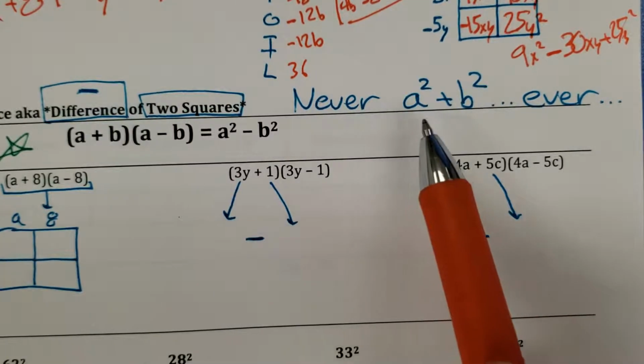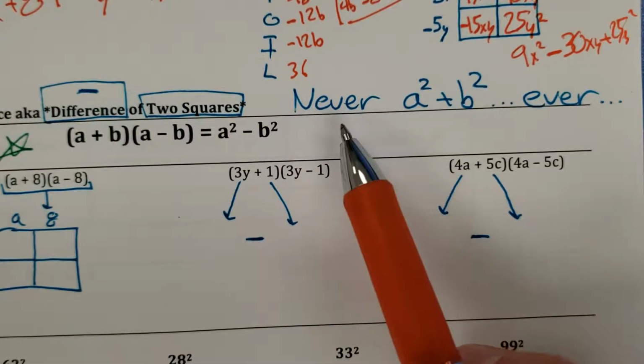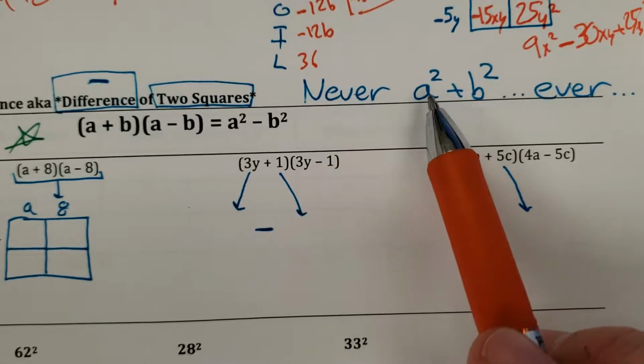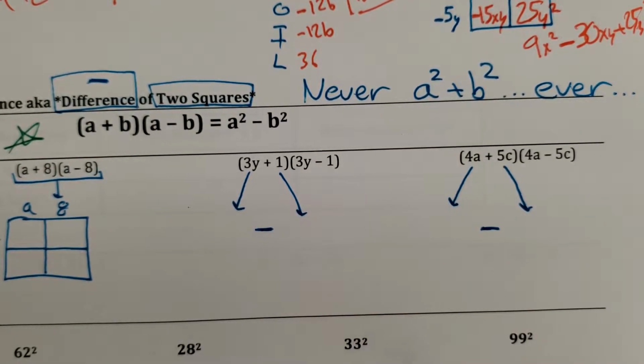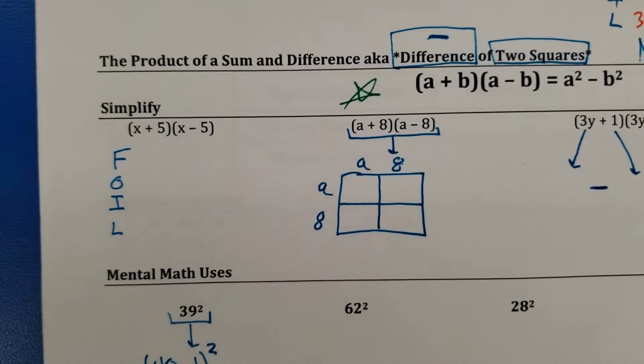Again, this will never happen. You will never, ever end up with an a squared plus a b squared. You'll never end up with a sum of two squares. Ever. This never happens. Okay? So here's the shortcut.